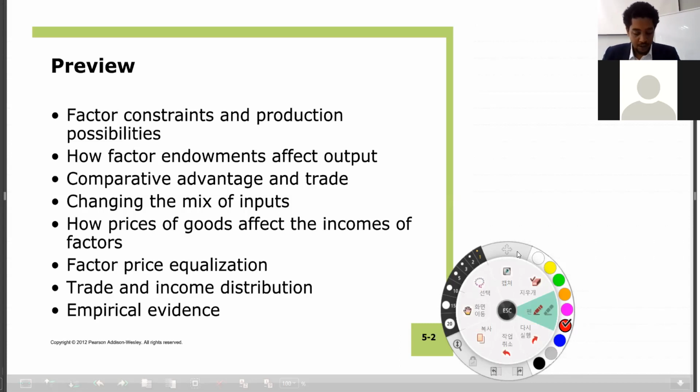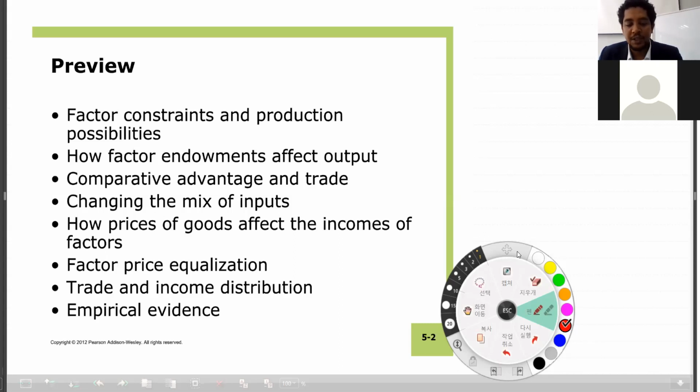Okay, so these are our objectives. As a preview, you can see from the screen that factor constraints and production possibilities will be discussed, how factor endowments affect output, comparative advantage in trade, and changing the mix of inputs, okay?